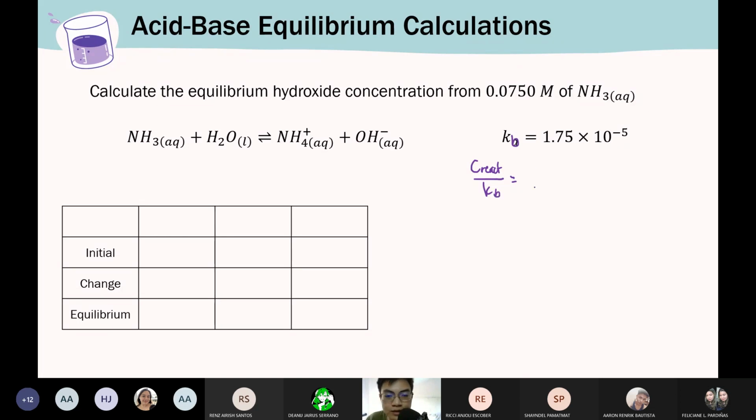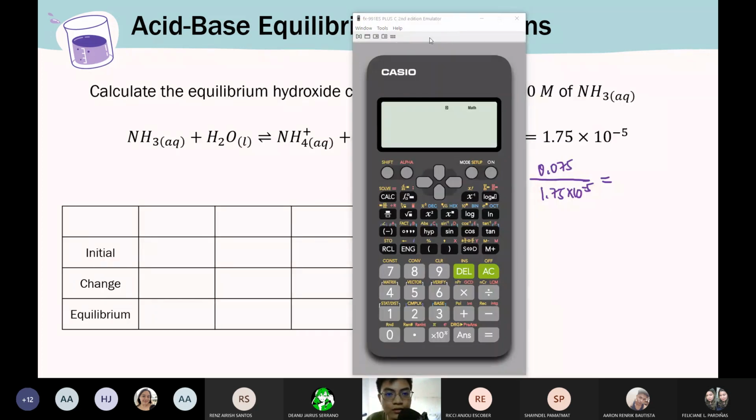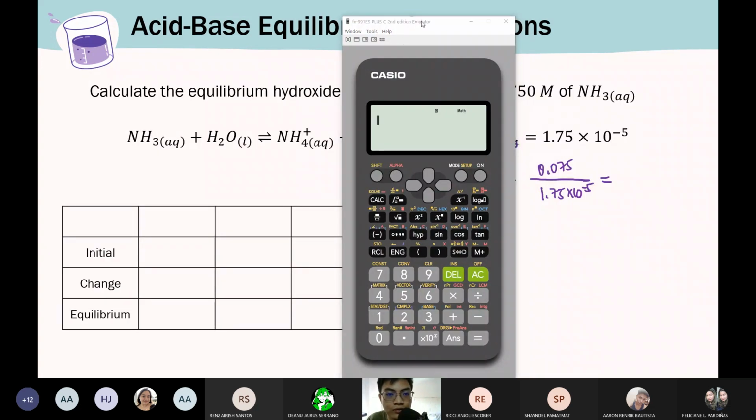Ammonia yan eh. So, that's the base. Okay naman yan. So, either Ka or Kb. Okay, basta K. So, that's a typo. So, that's 0.075 divided by Kb, 1.75 times 10 raised to negative 5. Kunin mo yung ratio. Tignan natin kung applicable yung shortcut na ituturo ko. Okay, so that's 0.075 divided by 1.75 times 10 raised to negative 5.